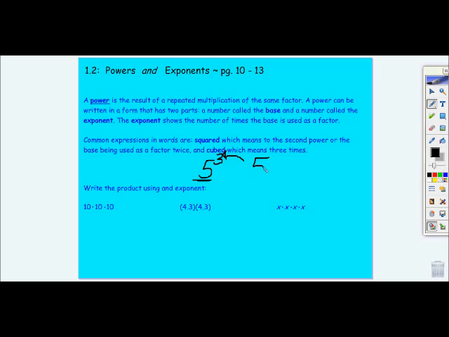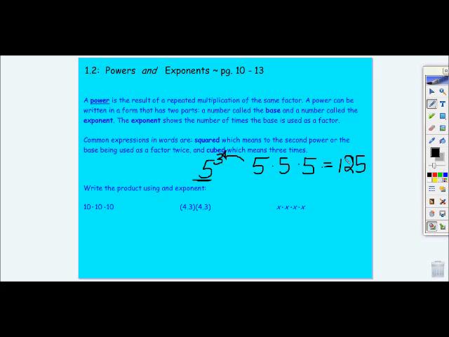So when you look at this one, we have 5 times 5 times 5. So 5 times 5 is 25. 25 times 5 equals 125.